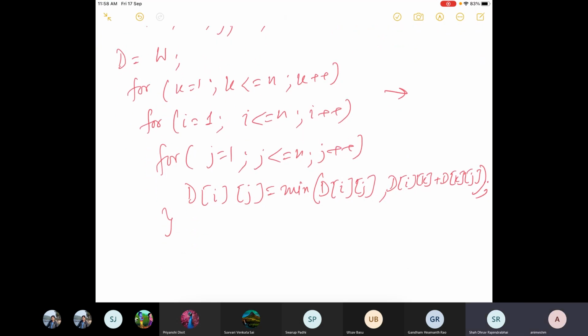Sir, Dij is equal to the minimum of Dij, previous Dij. This is a variable where you are storing things. The previous value of Dij and Dik plus Dkj. That gets into the new Dij. This was something getting stored here.